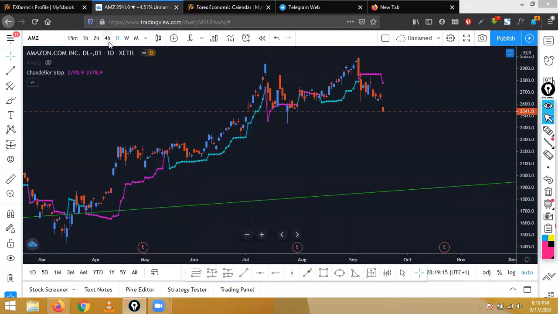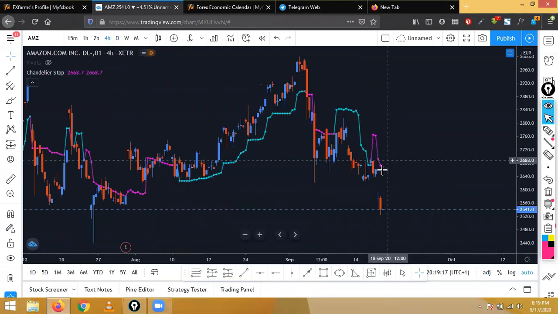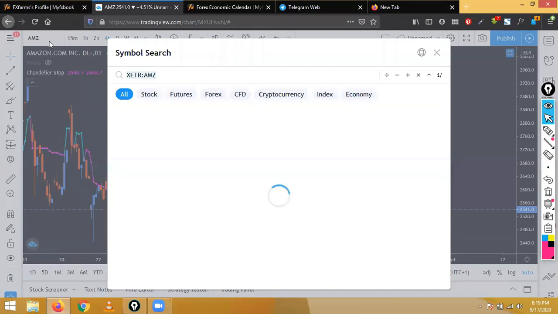If I should go below, down, you see it's still heading down. So my trail stop price will be here, 2,680. You can look at another chart. Let's look at Facebook.